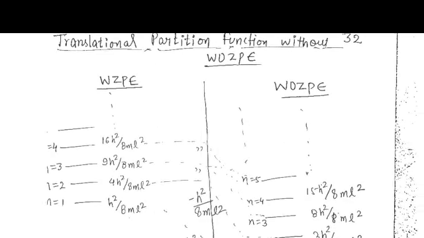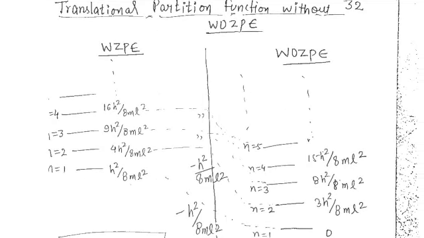I am just going to show you a preview of what we will do in the next video. That is the translational partition function without zero point energy. We had done it in the previous video with zero point energy, where we took the energy of the ground state as h square upon 8 m L square, but here we are going to take it as 0.